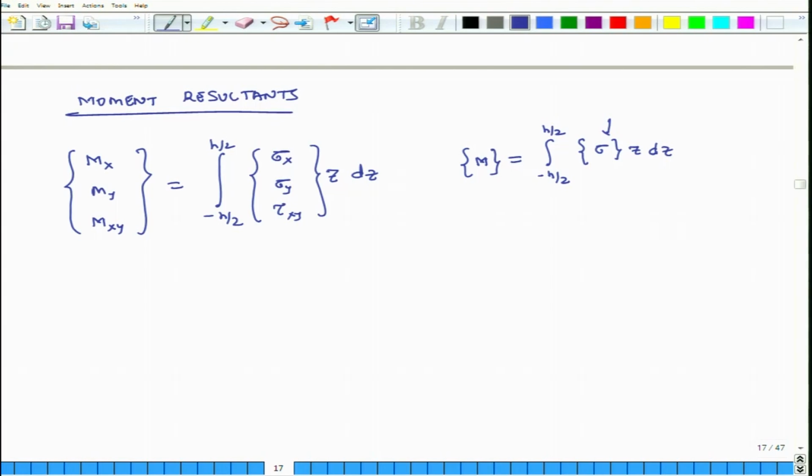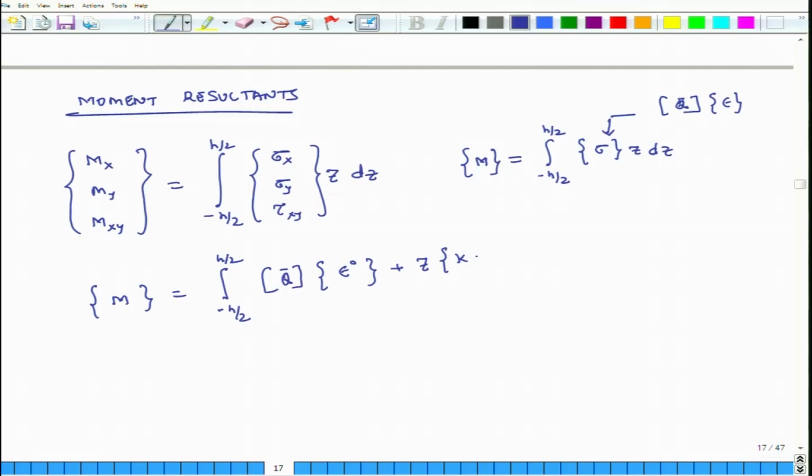But sigma, which is the stress vector, is what? It is the Q bar matrix for each layer. If I have to compute at any layer, then what do I do? It is Q times strain, and what is strain? It is mid plane strain plus z times curvature. So, I can say that M equals the integral from minus h by 2 to h by 2 of Q bar matrix times epsilon naught plus z times k naught, this entire thing multiplied by z dz.